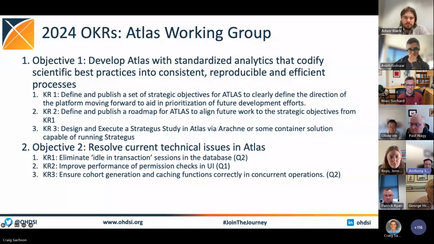Our second key objective is to resolve current technical issues in Atlas. And so this is a bit of housekeeping. And here we've listed a few key results that aim to fix known issues with the platform, including some idle and transaction sessions in the web API database. The second, to improve the performance of some of the user interface permissions checks that happen that can slow down the web browser. And third, ensuring that the cohort generation and caching functions correctly function when things are happening concurrently.